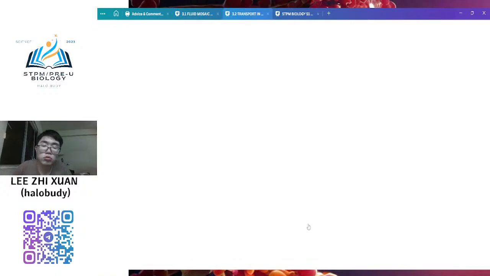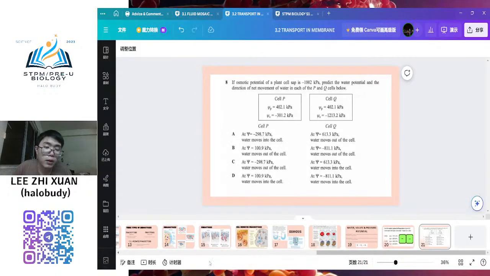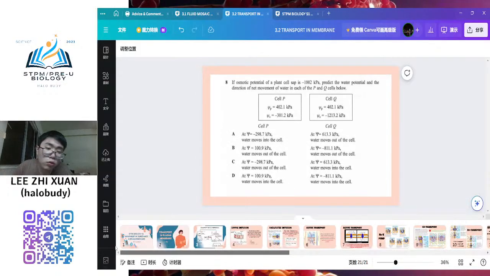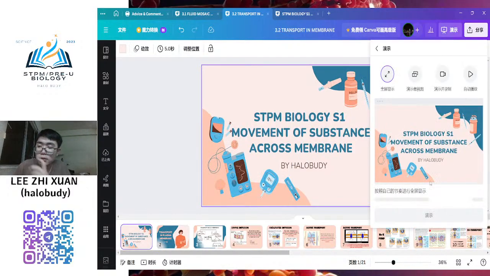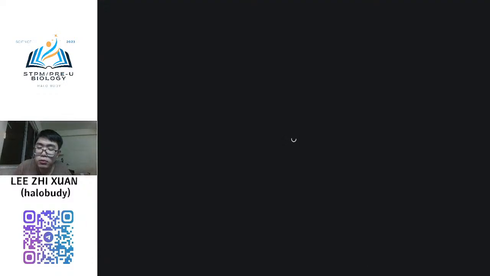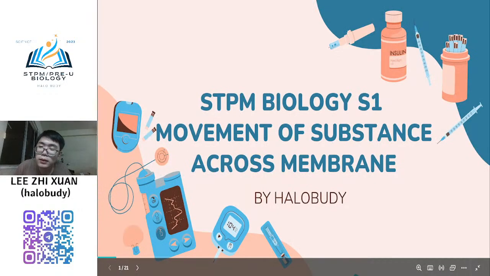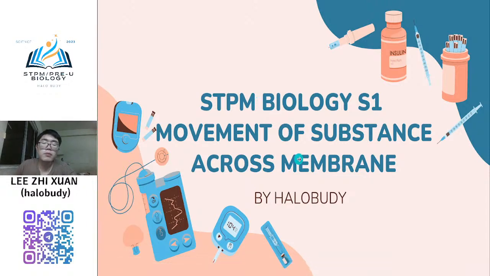Next, I will go to the transport. Any question or no? Ada soalan tak? No question. Okay, so now I will go to the movement of substance across the membrane.